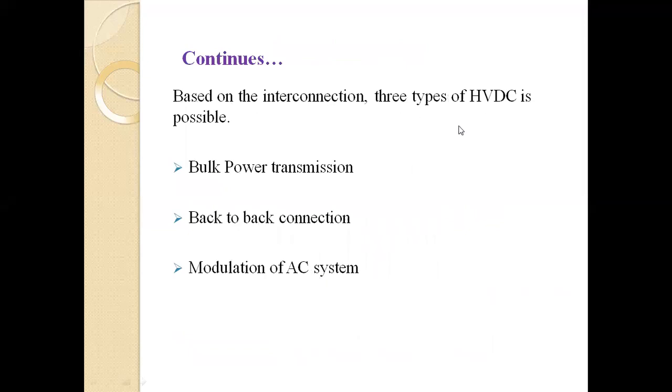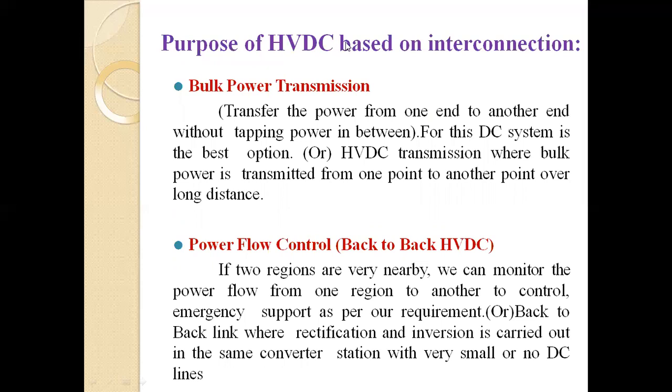So there are three types of HVDC applications possible. First, bulk power transmission. Second, back-to-back connection, and third, modulation of the AC power. The purpose of HVDC based on interconnection is bulk power transmission. We transfer the power from one end to another end without tapping power in between. For this, a DC system is the best option, or HVDC transmission, where the bulk power is transmitted from one point to another point over a long distance.